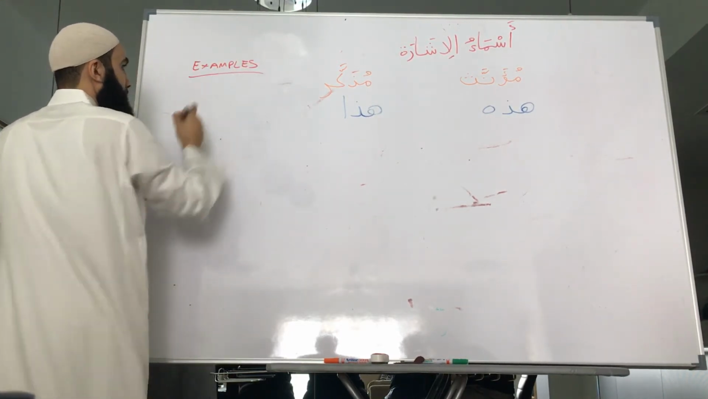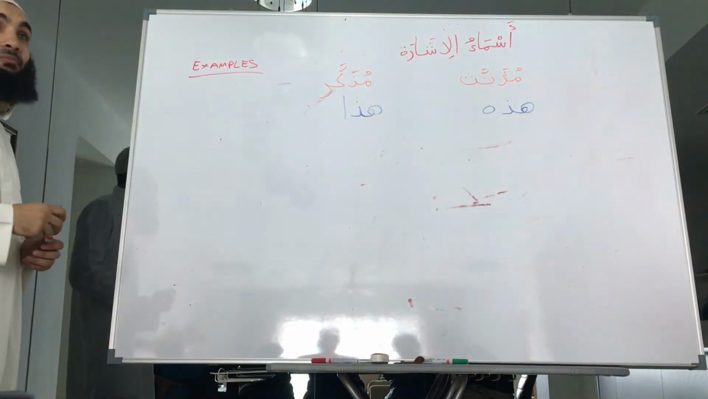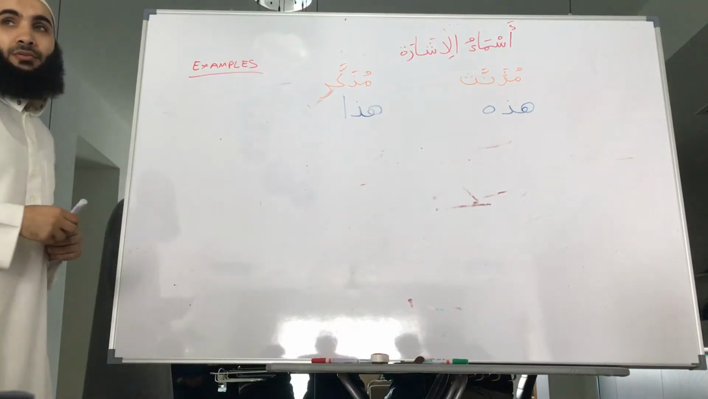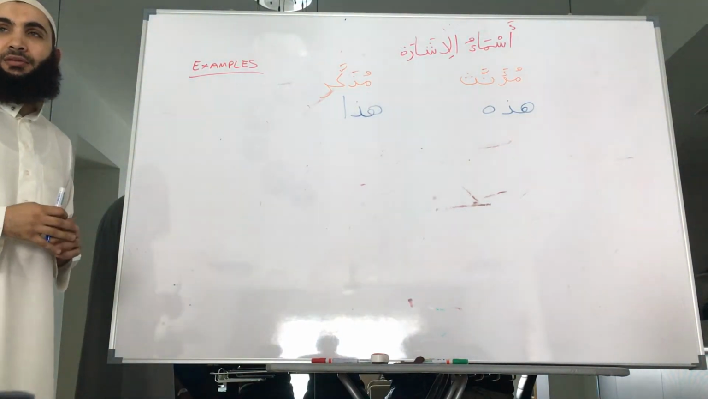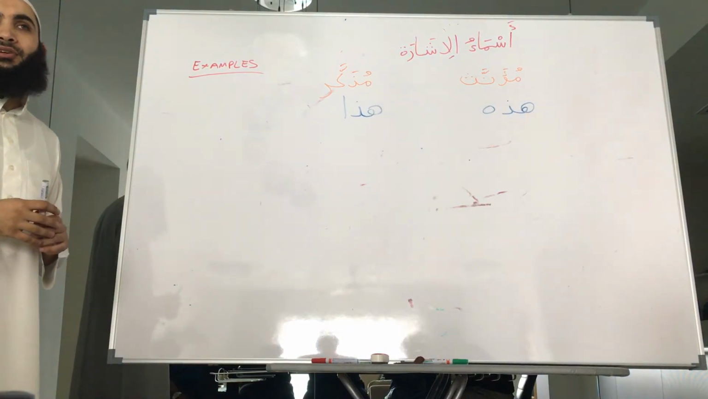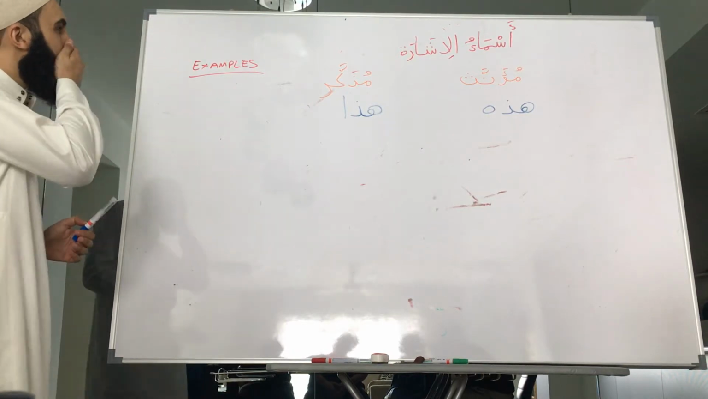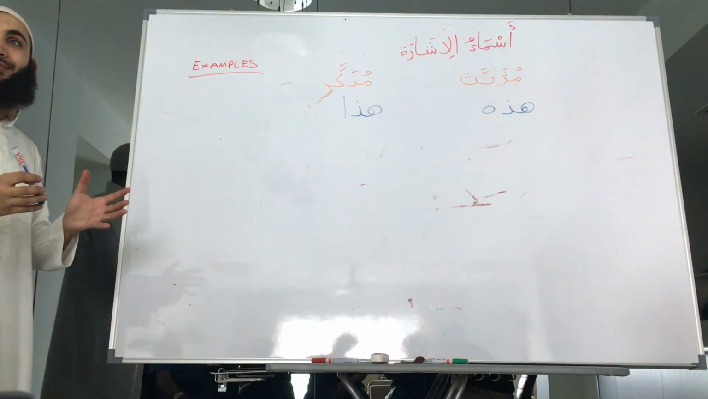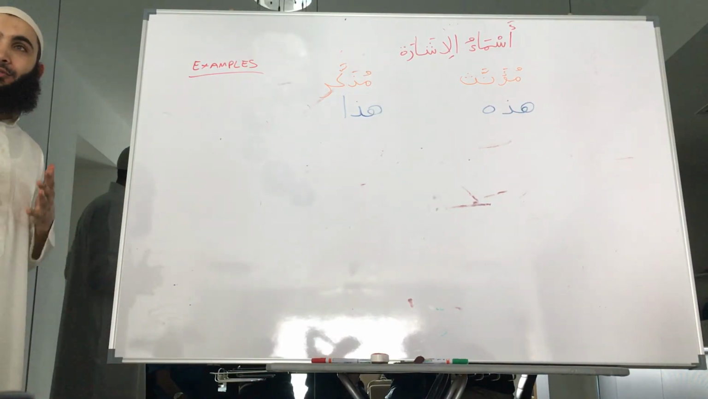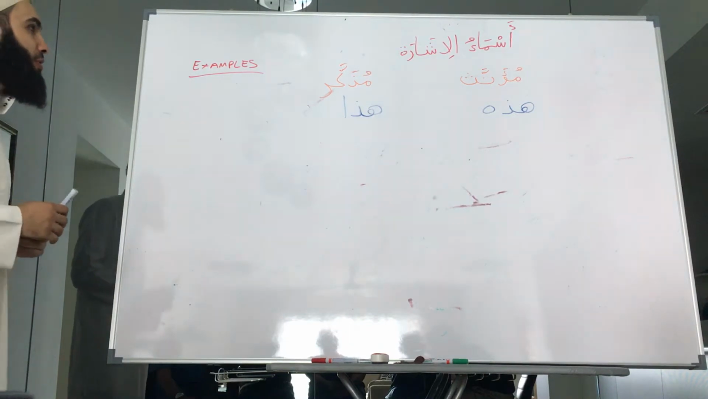What does asma mean here? Asma is the plural of ism: name, noun, names. وَلِلَّهِ الْأَسْمَاءُ الْحُسْنَى. To Allah belongs all the beautiful names. So what does asma ishara mean? Asma al-ishara, the names that point to something. I'll explain to you now.